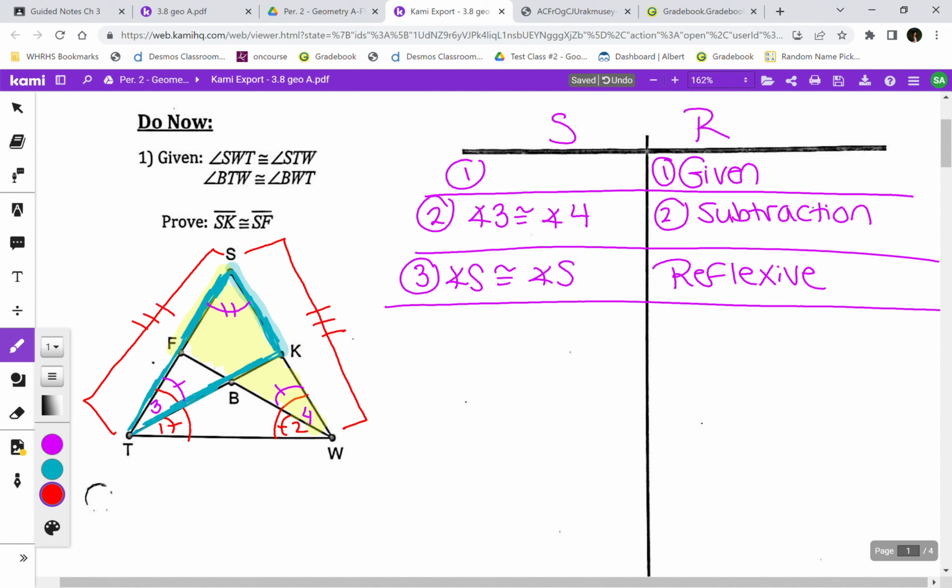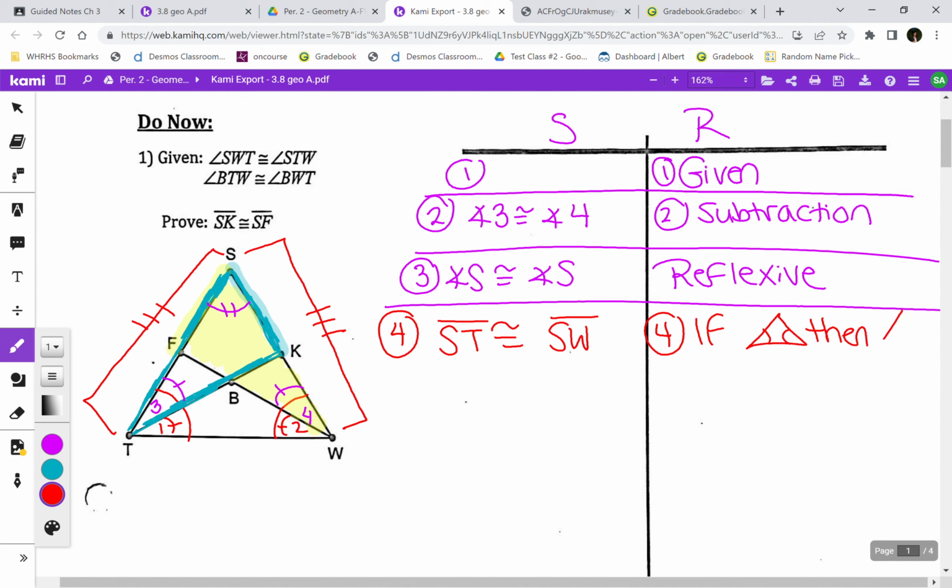Does everybody see why we're able to say SW is congruent to ST? No. Okay, do we see the big angle T congruent to the big angle W? And do you see the triangle STW, that main big triangle? Aren't those the base angles in that main big triangle? If the base angles are congruent, can we get the legs congruent? Yeah. That's why we're allowed to say that. So we're going to say ST is congruent to SW if base angles congruent, then sides congruent.